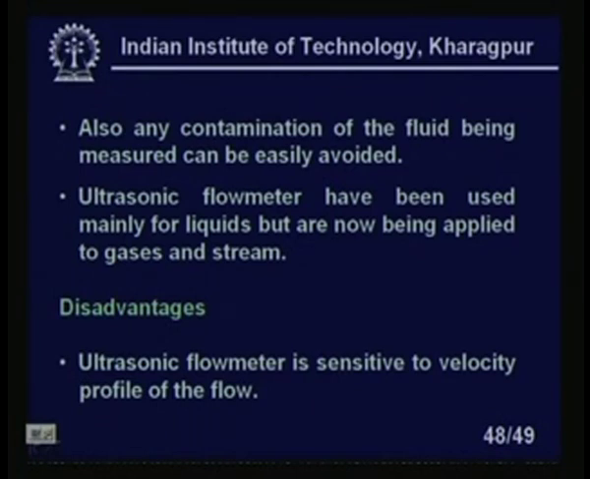What are the disadvantages? The ultrasonic flow meter is sensitive to the velocity profile of the flow, right. In the case of the electromagnetic flow meter, it measures the average flow velocity, but the ultrasonic flow meter is not actually doing that, right. That means what will happen, if the velocity profile changes, for the same average velocity I will get different output. This is a problematic case.